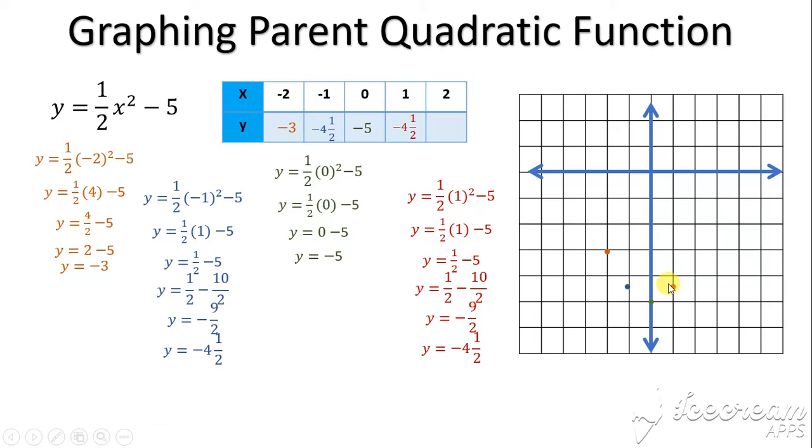Now I'm going to work with 2. And I'm going to have 2 times 2 is 4. So that's why I have here 1/2 times 4 minus 5. And this is 4/2 minus 5. And 4/2 is just the same as 2 minus 5. So y equals -3. Now I'm going to place it on here.